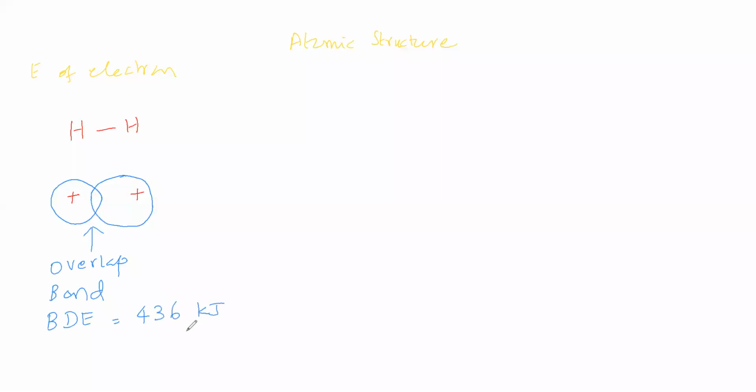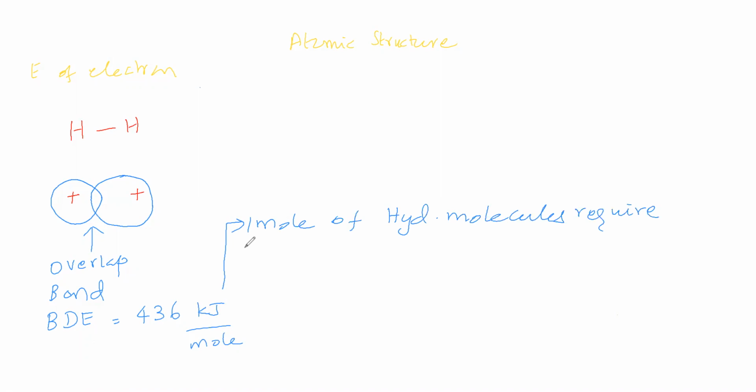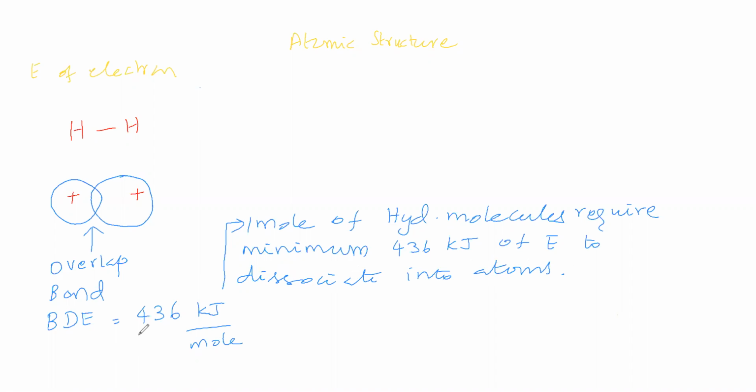436 kilojoule per mole. Bond dissociation energy is 436 kilojoule per mole. What is the meaning of this? It means 1 mole of hydrogen molecules requires a minimum of 436 kilojoule of energy to dissociate into atoms. That is the meaning of bond dissociation energy.